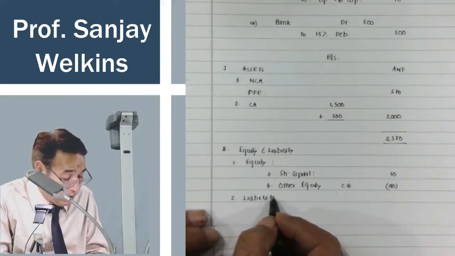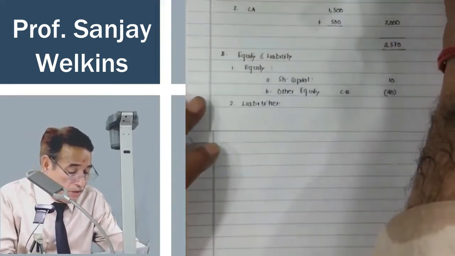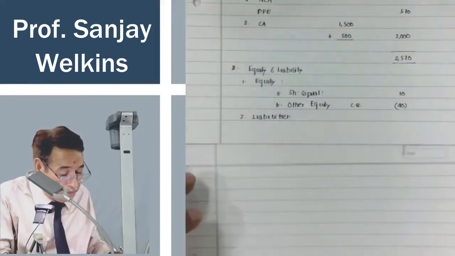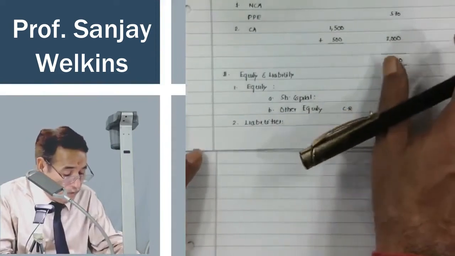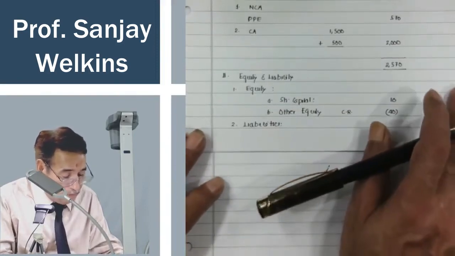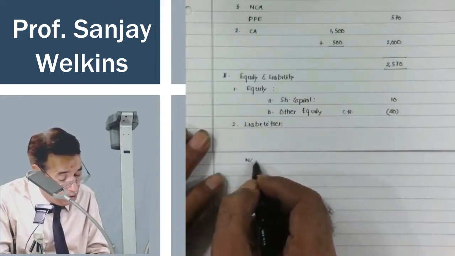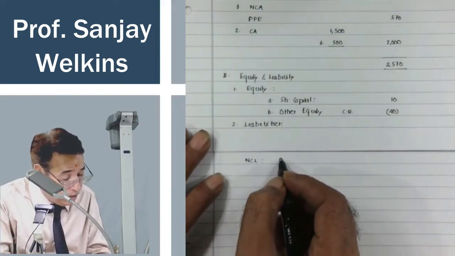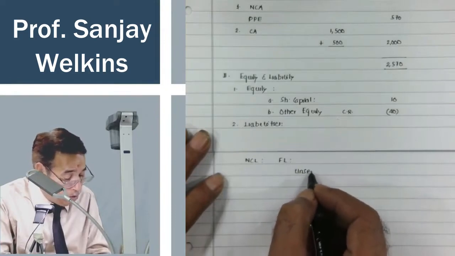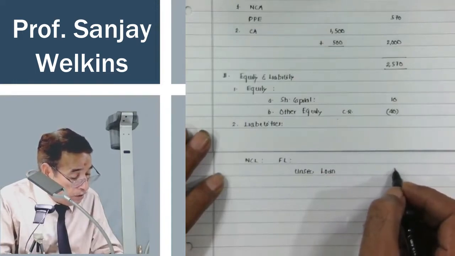As far as liabilities are concerned, you have in this case non-current liability in the form of unsecured loans. So I will write here non-current liability. Under non-current liability, logically we write financial liability. Under financial liability, I will write unsecured loan. Unsecured loan worth 400.